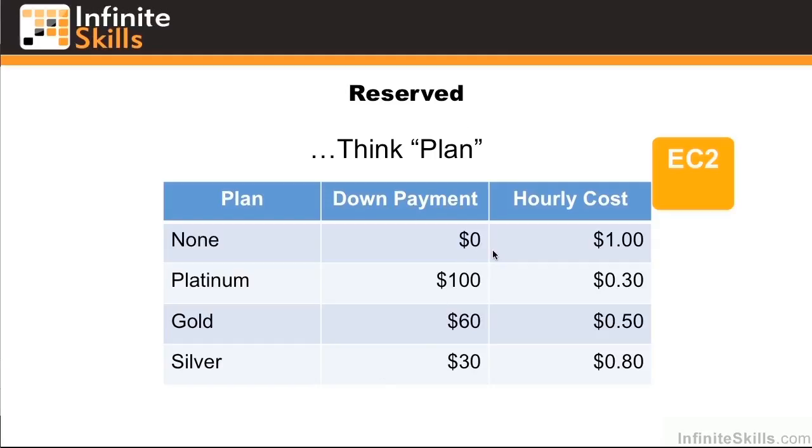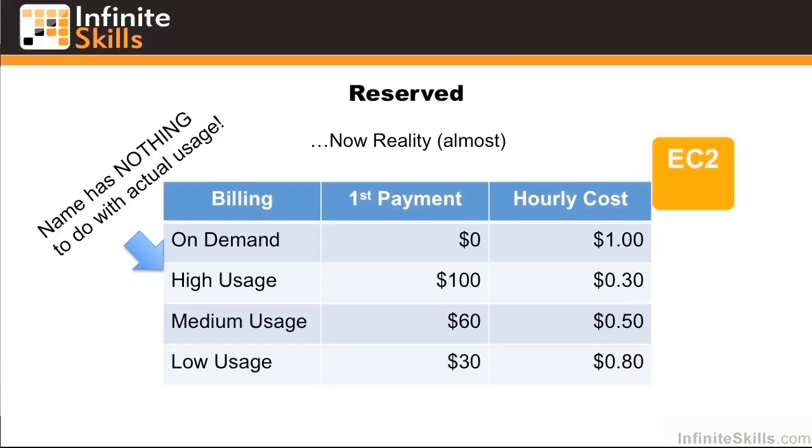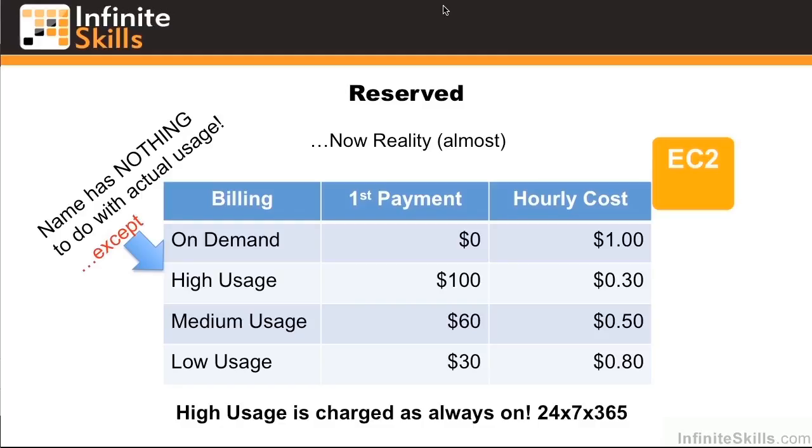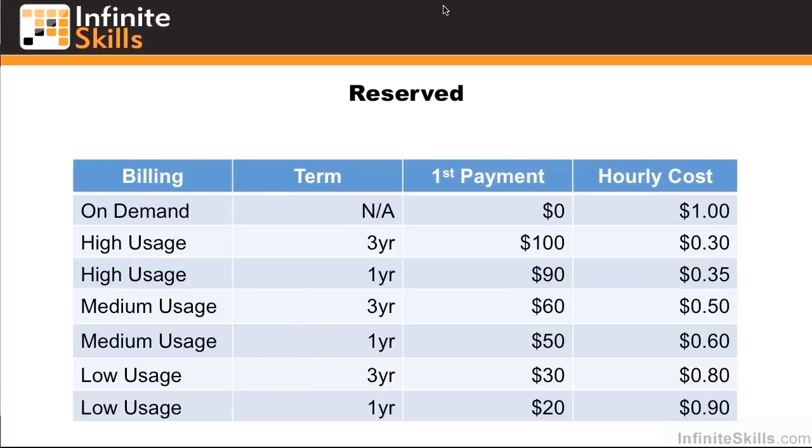If you have no plan, you're essentially doing on demand. But the Platinum, Gold, and Silver provide a higher down payment initially for a lower ongoing cost. The reality is Amazon uses these terms high usage, medium usage, and low usage. And the payment that you do is obviously a first payment, not really a down payment. The one place where the name does have meaning is on high usage. High usage is charged as though it's always on 24/7 every day of the year.